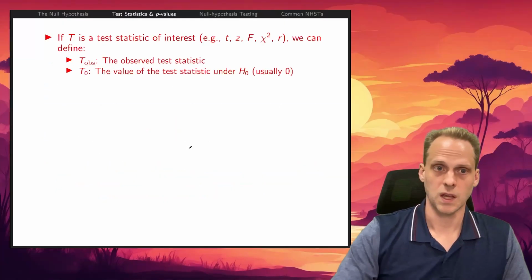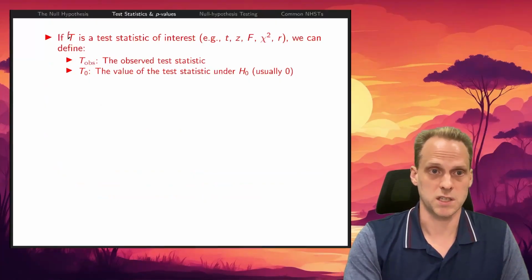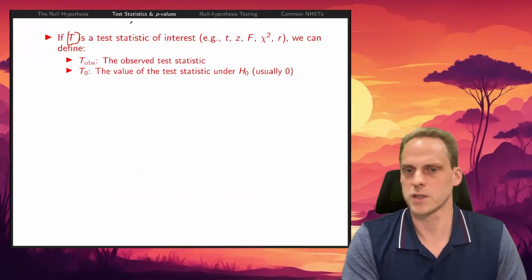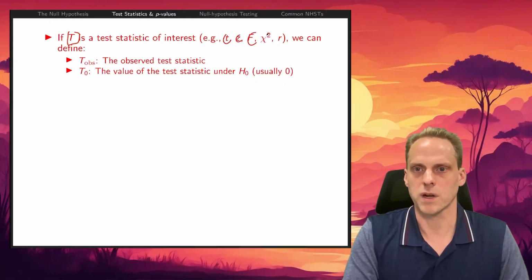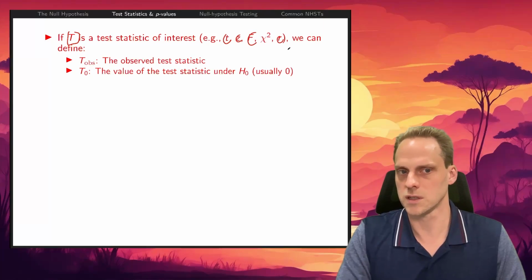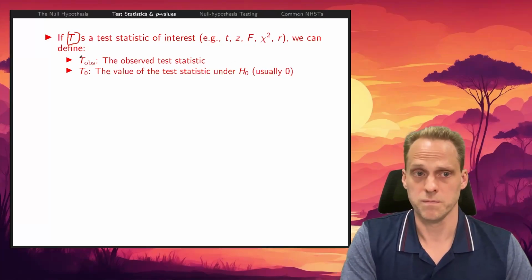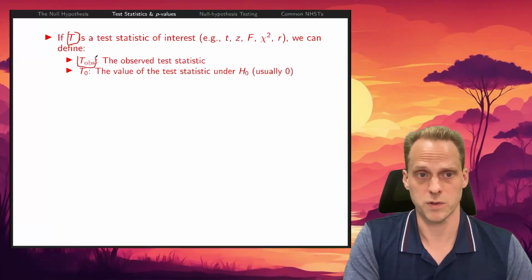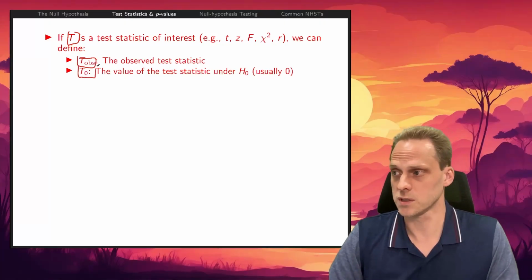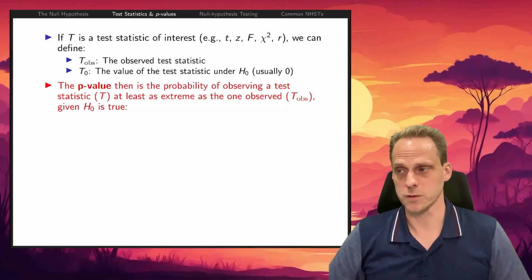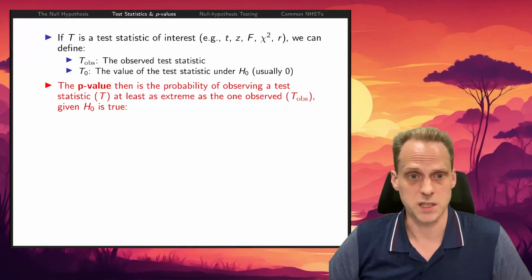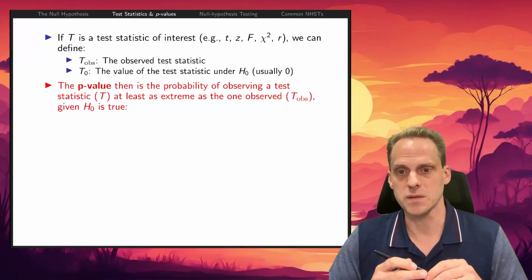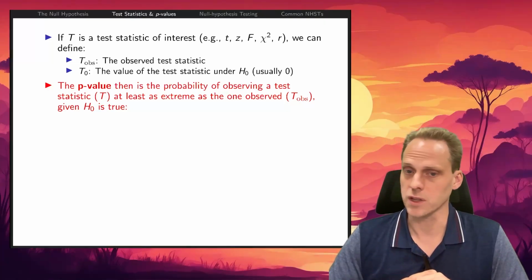All right. So let's say we have T, and T is a test statistic of interest. I could use capital T to make sure it's not lowercase t, so test statistic. It could be anything like a t or z or F or anything really, or r, your correlation. Then we define two things: the observed value of the test statistic and the value of the test statistic under the null hypothesis, which is usually just 0. The p-value, which you obtain from the null hypothesis, is then the probability of observing a test statistic at least as extreme as the one observed, given that the null hypothesis is true.